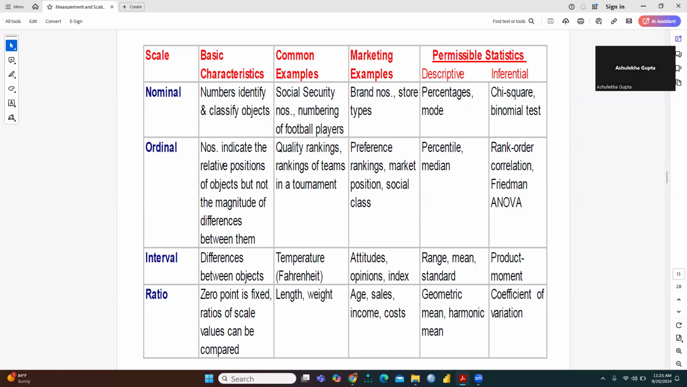And for interval, range, mean, standard deviation we can apply for descriptive, and product moment correlation, right? And for ratio scale, geometric mean and harmonic mean we can use for descriptive purposes. And all those other things, coefficient of variation, regression, means for ratio scale we can apply any statistical analysis, right? But for nominal and ordinal, there is only limited statistical analysis we can perform.